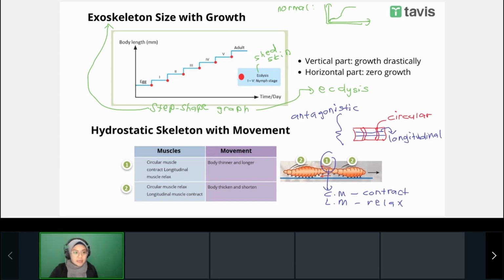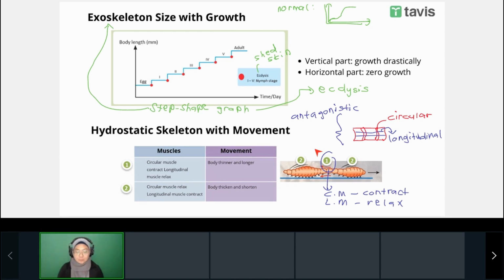In number two, you can see that the body of the worm becomes thicker, but shortened. And you can see the chitae over here, this structure we call chitae, attached to the ground. The body becomes thickened and the chitae attach to the ground. During this time, the circular muscle is relaxed and the longitudinal muscle contracts. You have to remember this antagonistic movement of a worm.